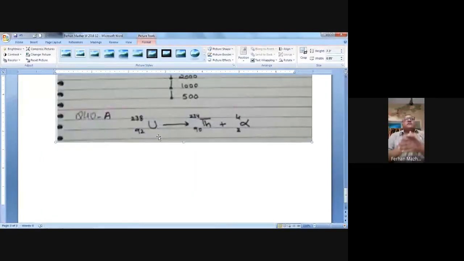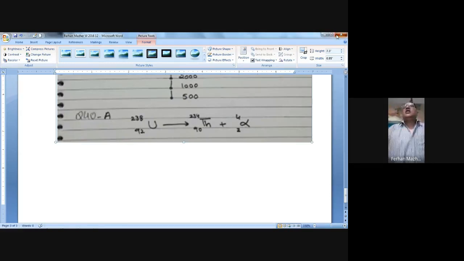Uranium 92, 238, and thorium is produced, and an alpha particle is given. Alpha particle is 2, 4. So the proton number should decrease by 2. From 92 it will become 90, and the mass number should decrease by 4. From 238 it should become 234. So the choice is A.